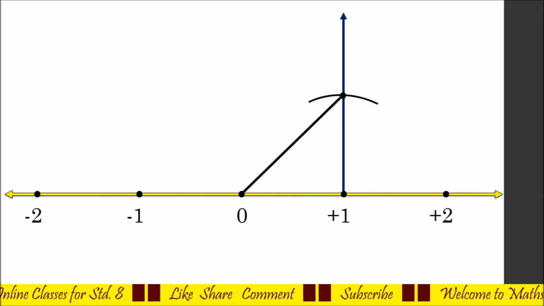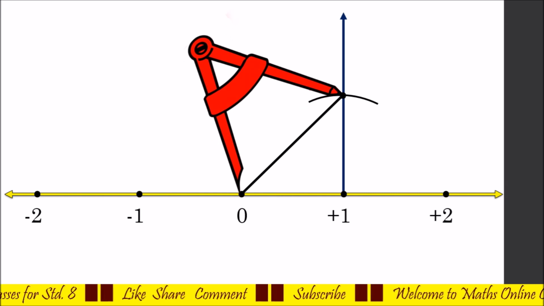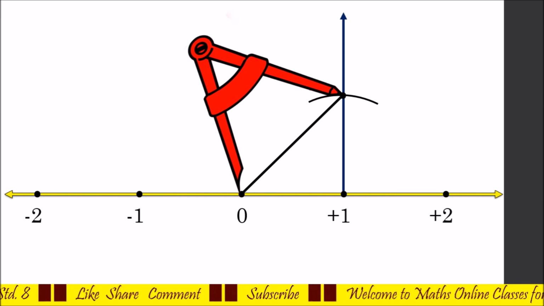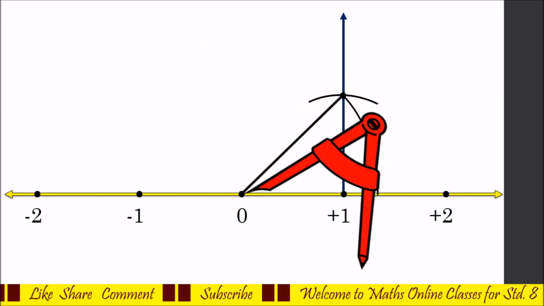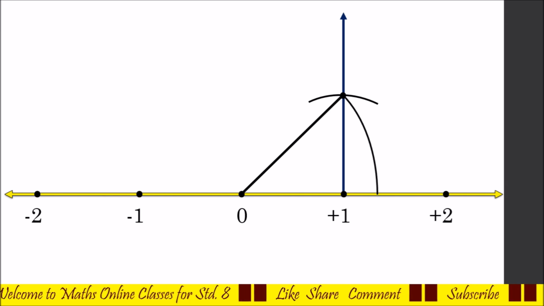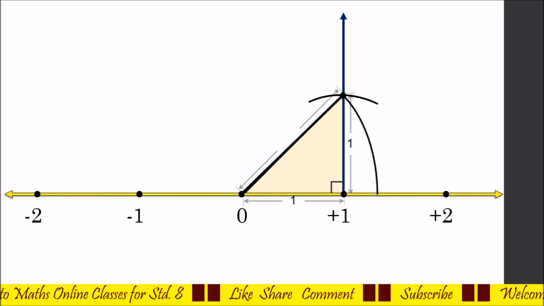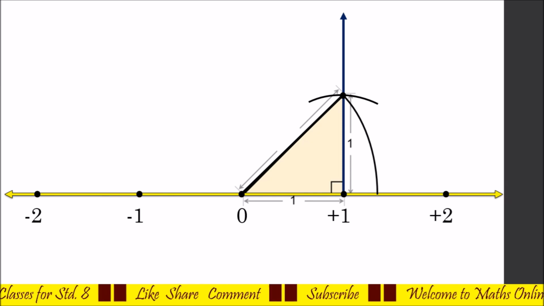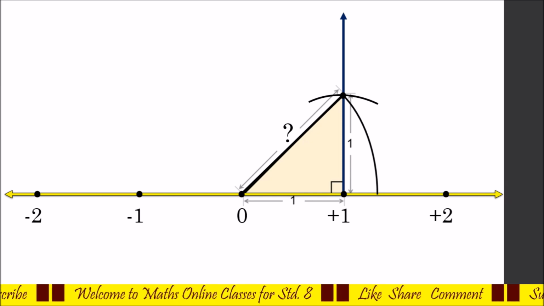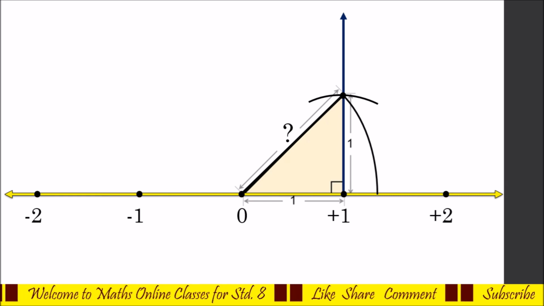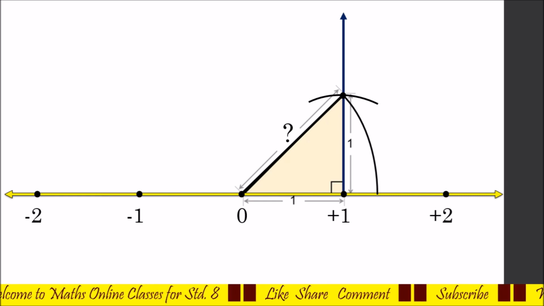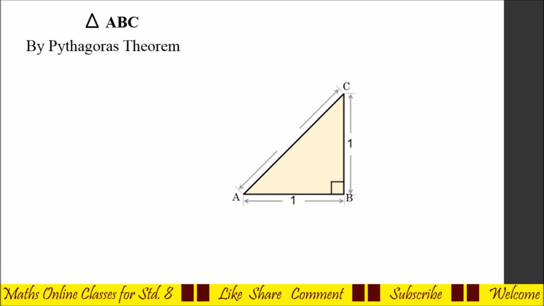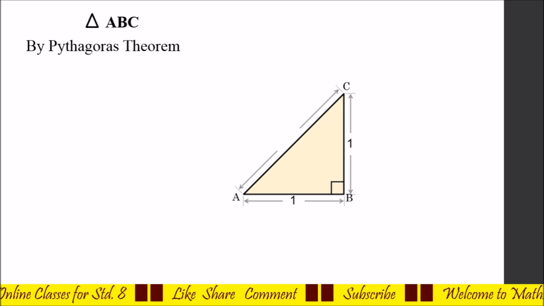Take the compass again. Draw another arc on the number line. Here we got a right angled triangle whose sides measure 1 unit each, and we need to find its hypotenuse. Let us take the triangle separately. Triangle ABC.